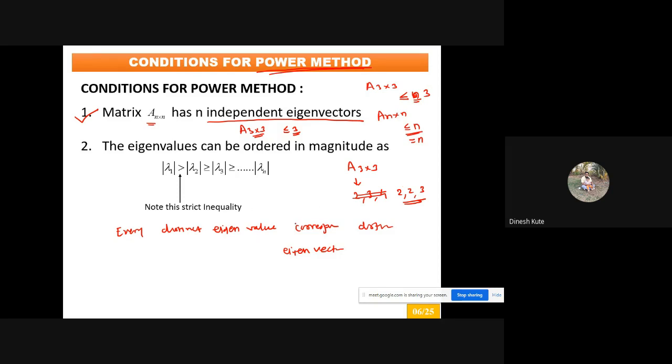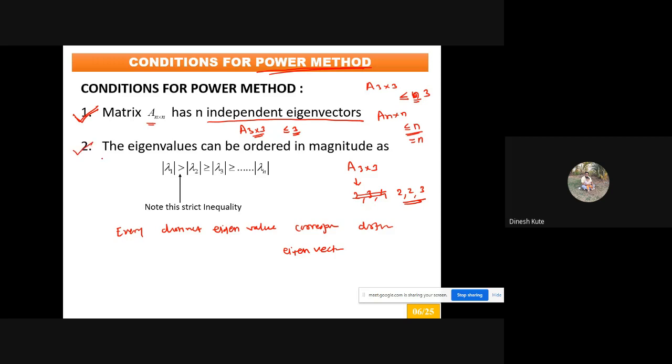So that is why I have given a simple result here. You have to just check the eigenvalues. If all these eigenvalues are distinct, then in that case you will definitely get those n independent eigenvectors. If eigenvalues are repeated, then in that case you have to calculate particularly and see whether you will get n independent eigenvectors or not. Okay, so this is your first condition.